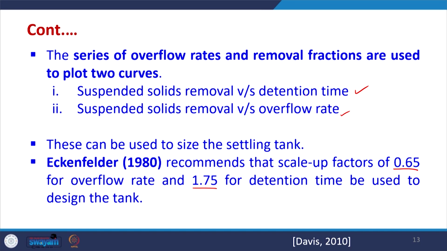So, these types of graphs are further drawn using some detention time and overflow rate. Certainly, we have to use the one which is on the safer side, and through this we can perform all the calculations and then design the system. This is true for flocculent settling.